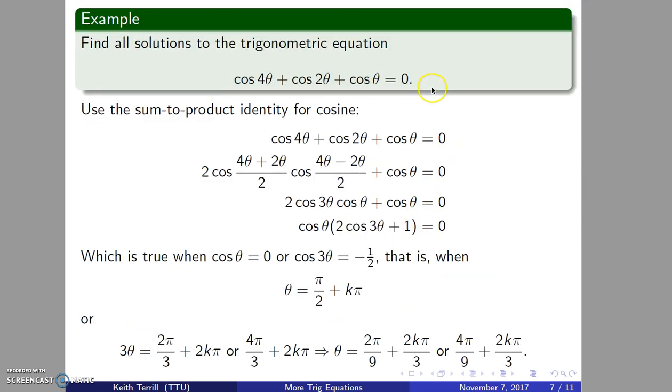So here's one I want us to look at. Without worrying too much about all these words here, worry first just about what I'm asking. I want to find all the solutions to the trig equation cosine 4 theta plus cosine 2 theta plus cosine theta equal to 0. And yeah, spoilers, what I do end up using is the sum to product formula. But let me explain why I did that, because you don't have to do that, not technically anyway, right?